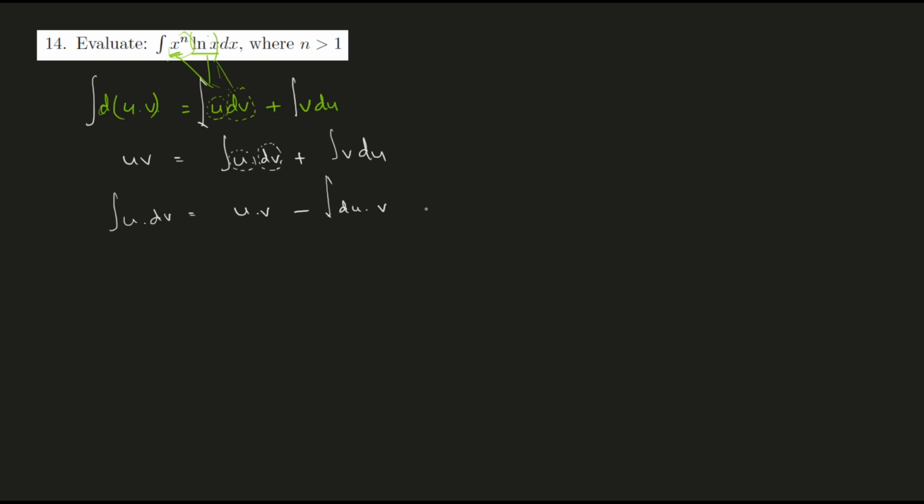Now, there is a trick as to how to choose which one should be the first function and which one should be the second one. Which one should be the u and which one should be the v. And that trick is called ILATE. So in this ILATE, I stands for inverse trigonometric functions, L for log, A for algebraic functions or polynomial functions, T is for trigonometric, and E is for exponential function. And you need to choose u and v in this order.